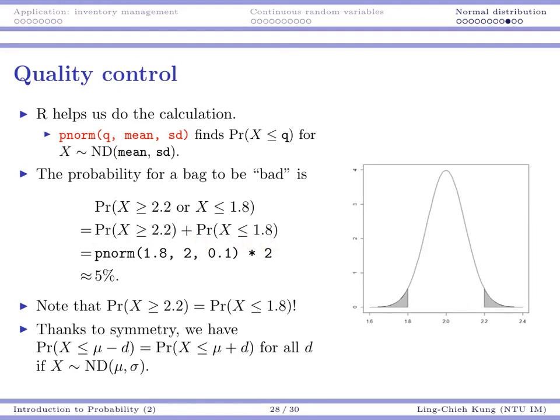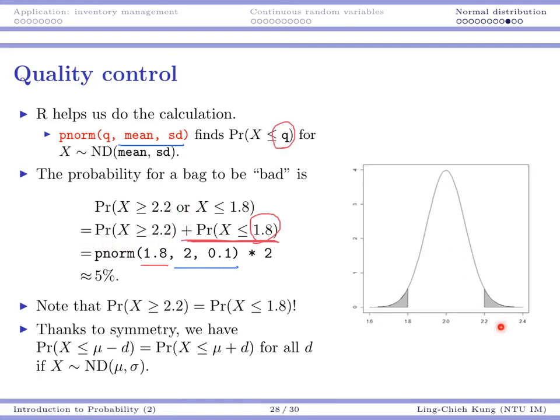And I can do the second part first. The probability for X to be less than 1.8. So I know q should be set to 1.8. And then I need to set up the mean and standard deviation, so that's 2 and 0.1. So that's the probability of X less than or equal to 1.8. How about the other probability?